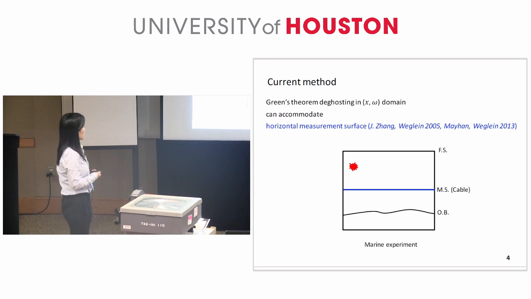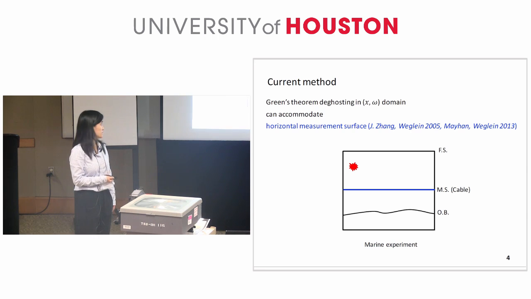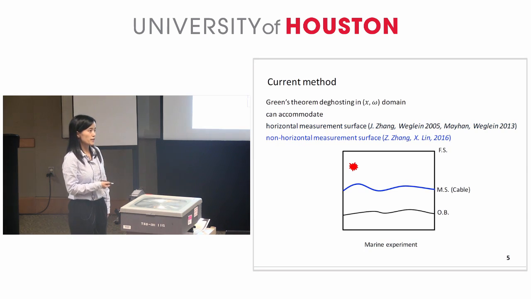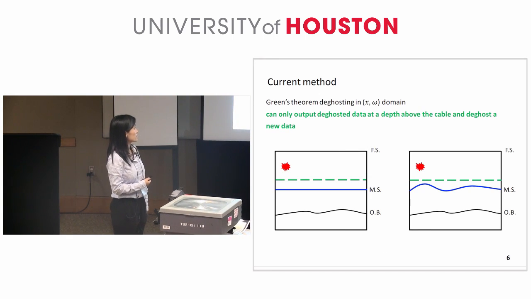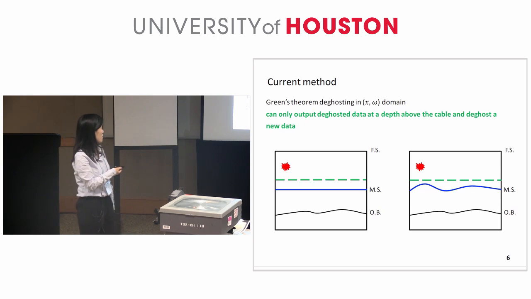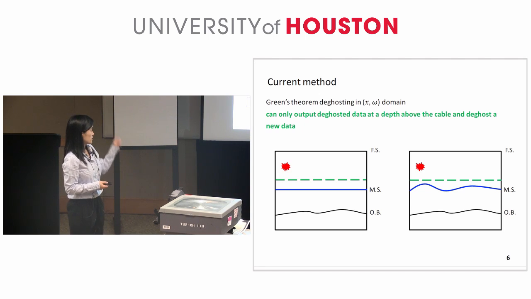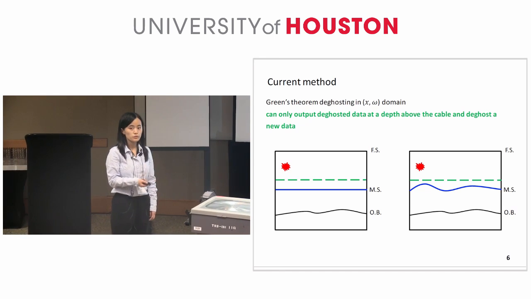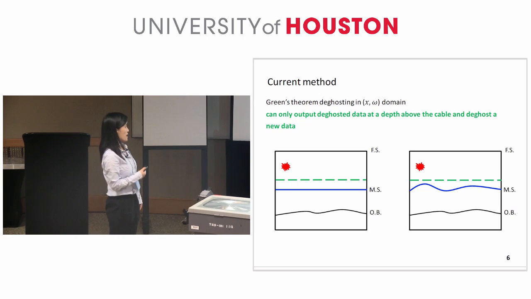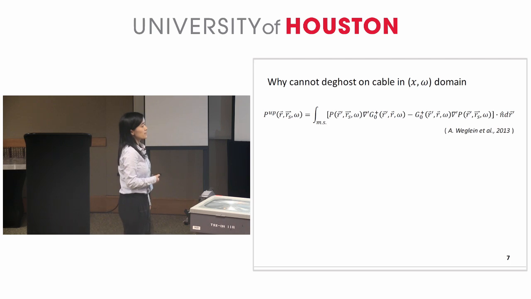The unique advantage of the current method is that it can effectively accommodate a horizontal cable and a non-horizontal cable, as my colleagues Zheng and Jing Wu have shown you in their results by accommodating an undulating cable. However, for both horizontal and non-horizontal cable, the current method can only deghost the data at a depth that is above the cable, not on the cable, as these green dashed lines show. In fact, the method deghosts new data at a new depth, but not the actual acquired data.